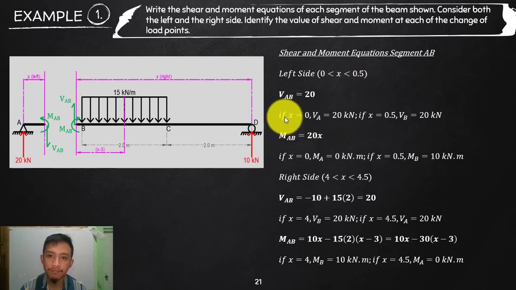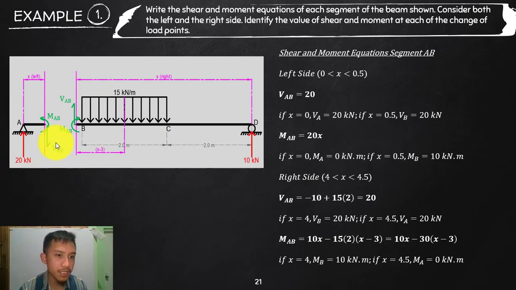Okay, so VAB, let's start with the shear. I want to get the equation of VAB, so summate forces. Then you will end up here with only 20 as the vertical force. So doing that and then bringing out your VAB, that will be equal to 20.